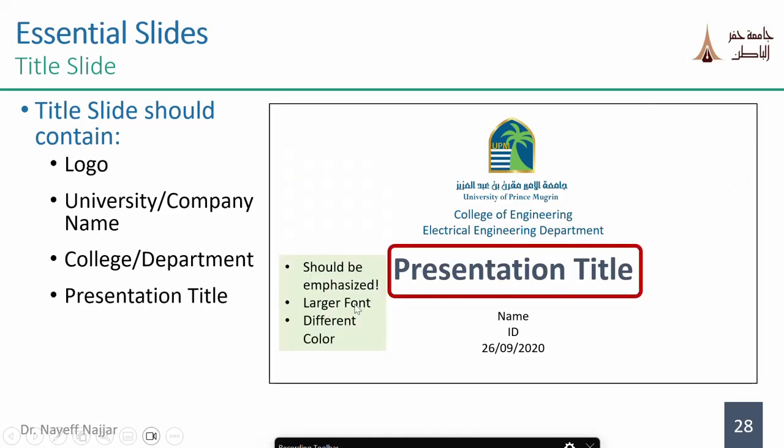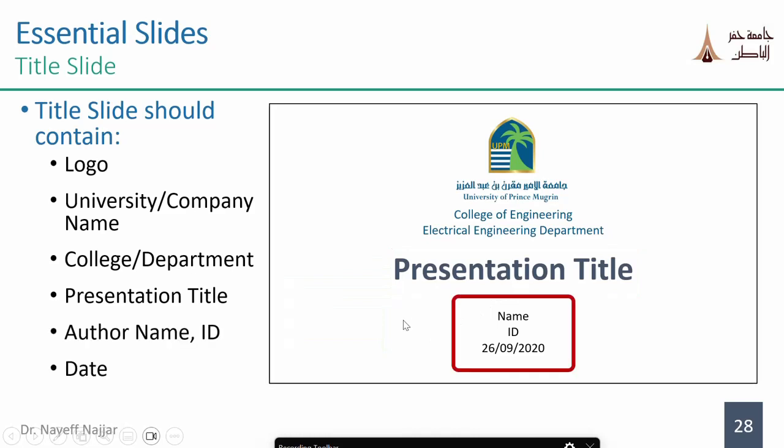And this is the presentation title, it has to be very well emphasized, larger font, maybe a different color. And then you have the name and the ID and the date. It has to be legible, but should not be larger. The font that you are using here should not be very large. Usually there is no page number, slide number, or title for the presentation on the title slide. This is called a title slide. Your presentation must have at least one title slide, and it looks more or less something like this.